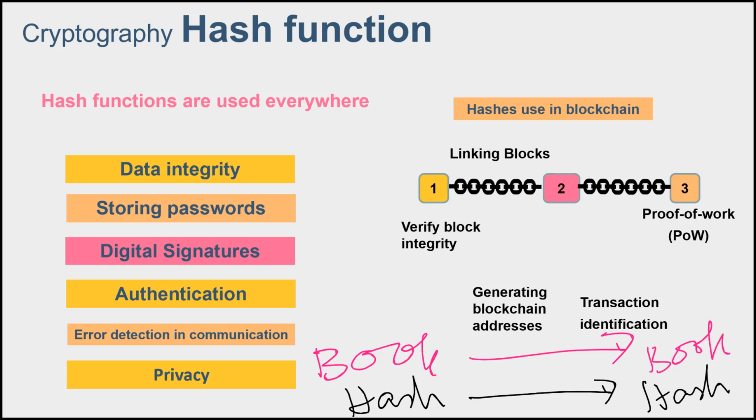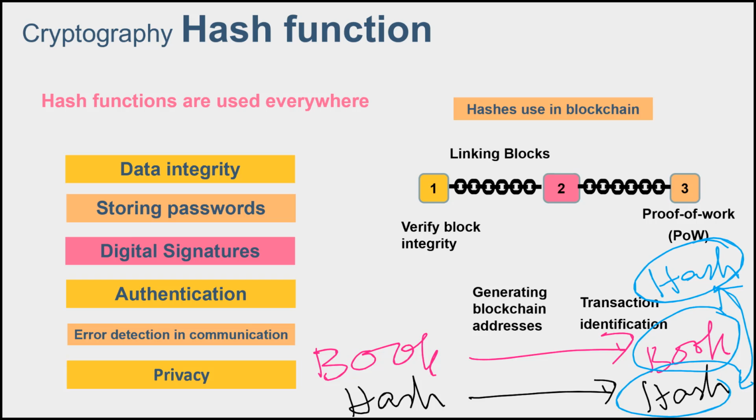So when you receive the book, you can run the same hash function, and then you can compare these two values. If they are the same, then you know that the book has not been changed. So this provides a sort of data integrity, meaning the content of the information has not been changed.